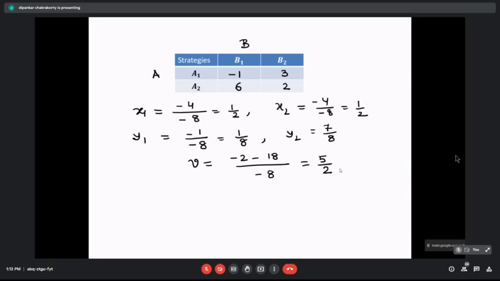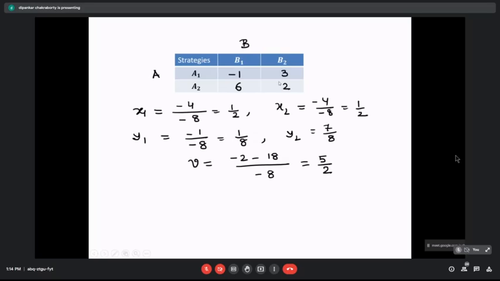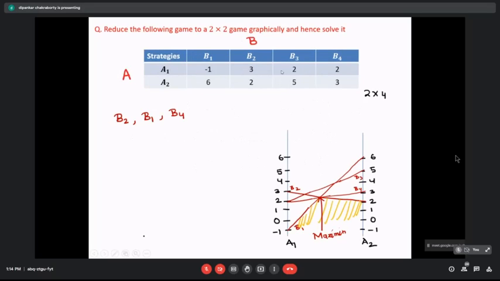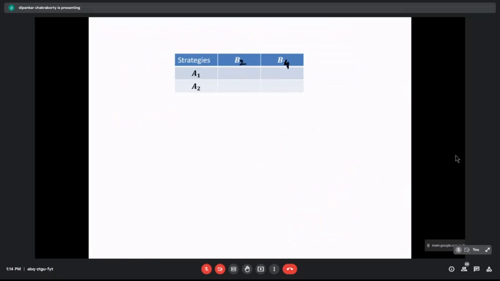Okay to you? Yes, sir. So next, we'll proceed to take another two pair. B2 and B4 you can take. So for B2 and B4, what are the elements? 3, 2, 2, 3, right? 3, 2 and 2, 3.